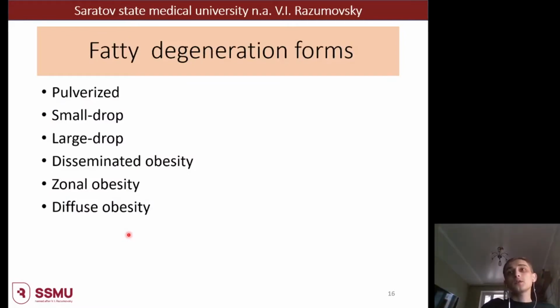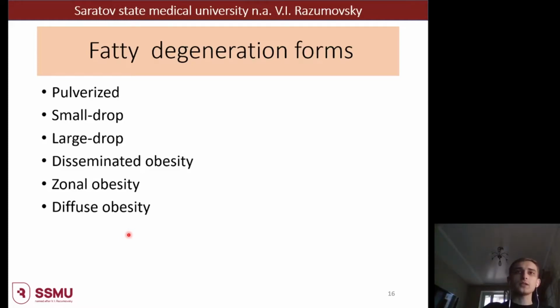So that was all the information about acute hepatosis, and we should discuss chronic degeneration of the liver, chronic hepatosis of the liver. It's fatty degeneration of the liver, and it has special forms. Special forms are associated with different sizes of lipid droplets in the hepatocytes with different localization of the process. So you may see all of these forms on the slide.